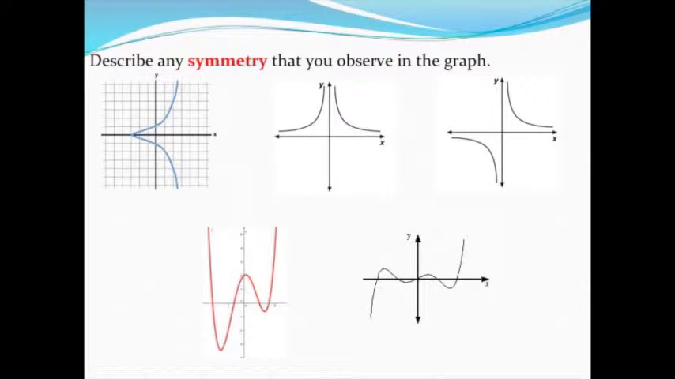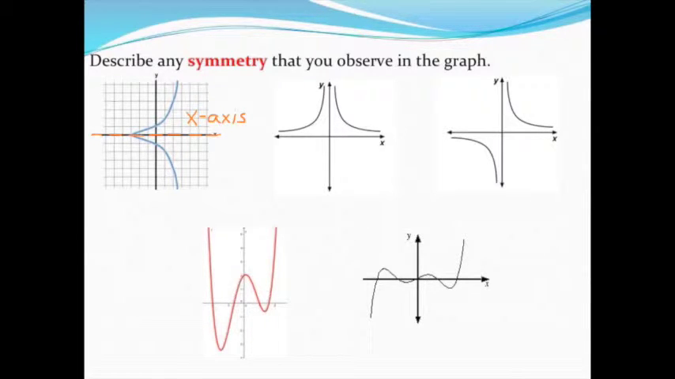To check for symmetry in a graph, we simply want to see if there's any spot we can imagine folding the graph to get it to line up with itself. For example, in this first graph here, I could imagine if I folded the graph along this dashed line, the graph would line up with itself. And so what we'd say is this graph shows x-axis symmetry, because the x-axis serves as our line of symmetry.